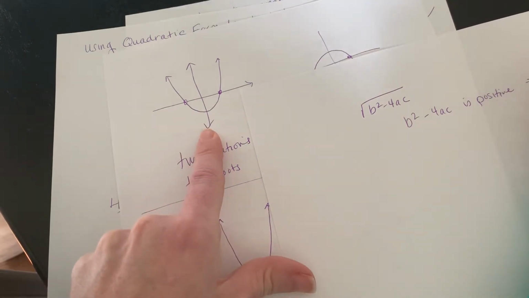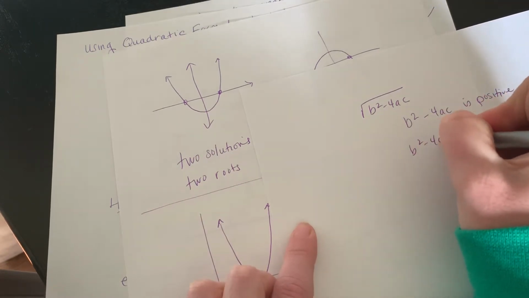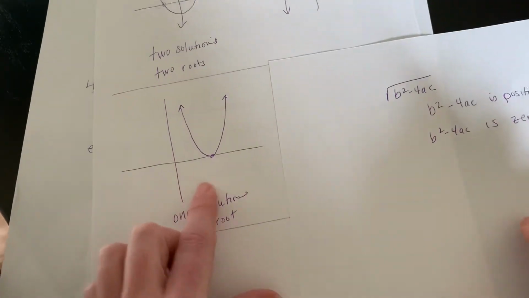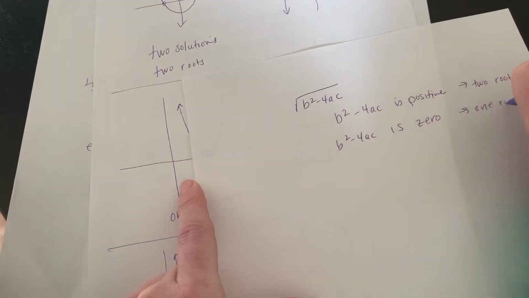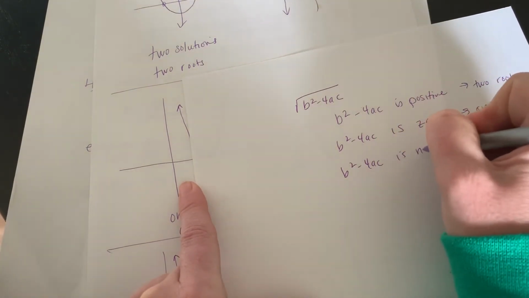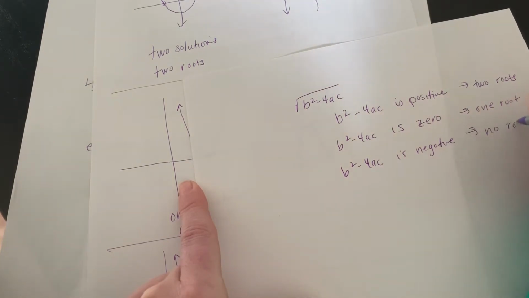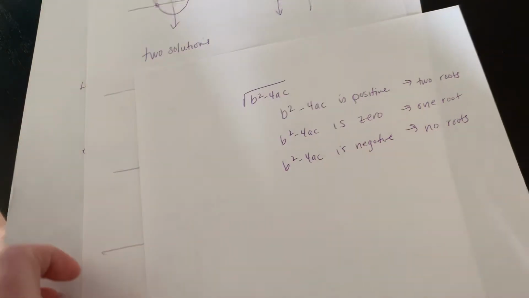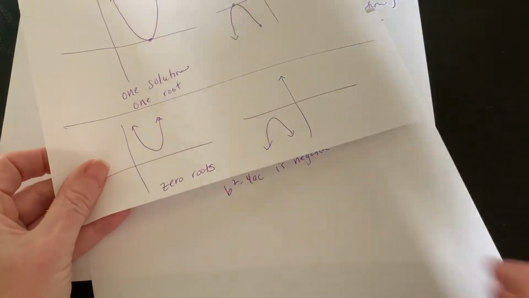There are two roots. If b squared minus 4ac is 0, that's what's going to happen when there's one root. And when b squared minus 4ac is negative, there are going to be no roots because I can't take the square root of a negative, so that's when it's undefined. So when I have a situation like that, that's what the parabola is looking like.